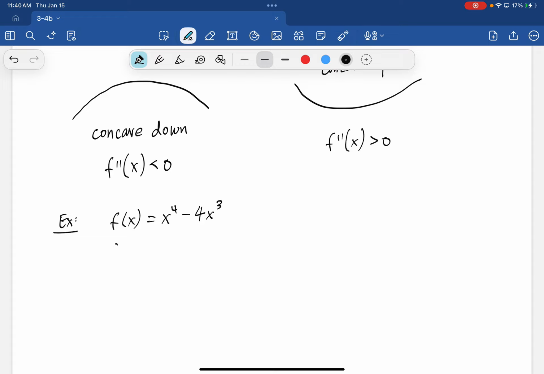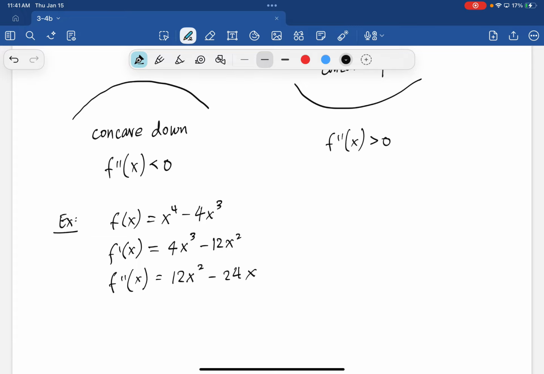Let's find the second derivative. We're going to take the derivative of the function twice. So the first derivative is 4x cubed minus 12x squared. It's just power rule. Then the second derivative is 12x squared minus 24x, if I did that correctly.